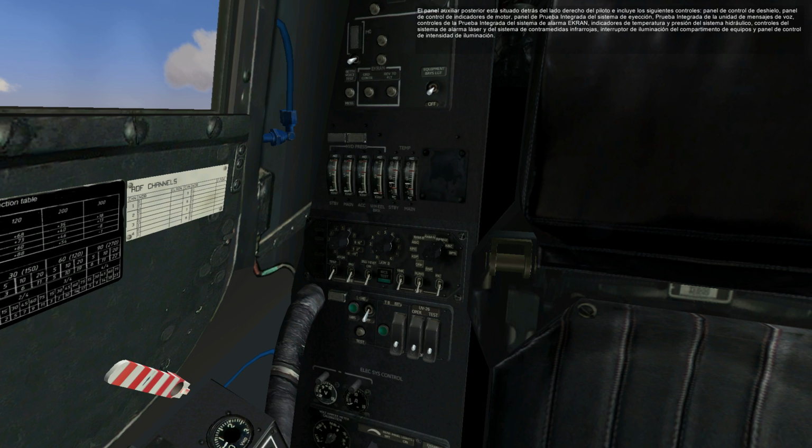The rear auxiliary panel is located behind the pilot's right side and includes the following controls: de-icing control panel, engine indicators control panel, ejection system built-in test panel, voice message unit BIT, Ecran warning system BIT controls, hydraulic system temperature and pressure indicators, laser warning system and infrared countermeasure system controls, equipment bay lighting switch, and lighting brightness control panel.